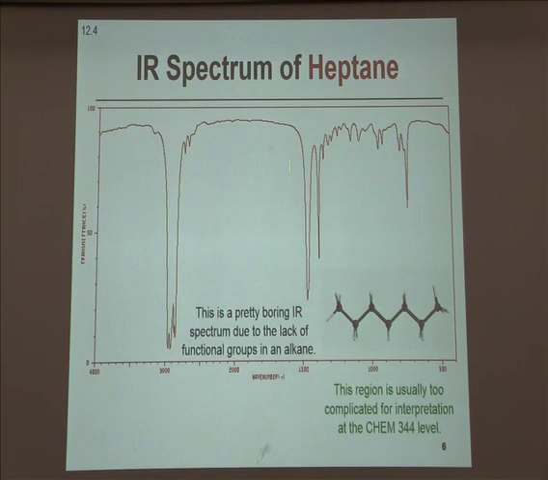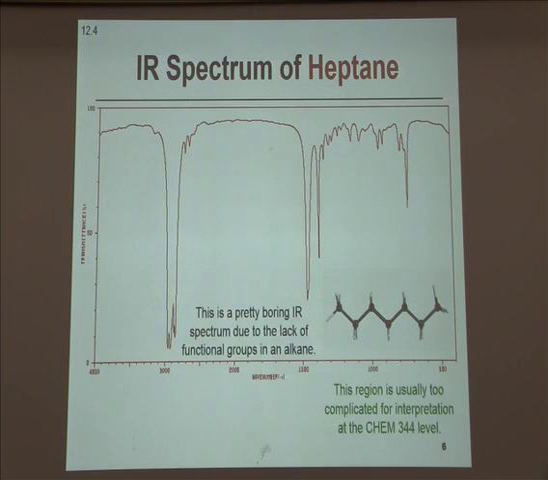There's not a whole lot in between because there are no triple bonds or double bonds. But then down in the fingerprint region over here, we see a lot of other CH bends. This region of the spectrum below 1500 is usually too complicated for the simple sorts of analysis that we're going to do in Chem 344, and we're not going to use it all that much.